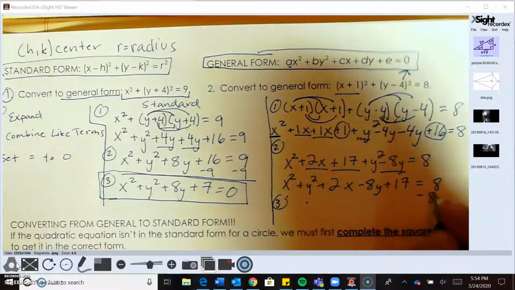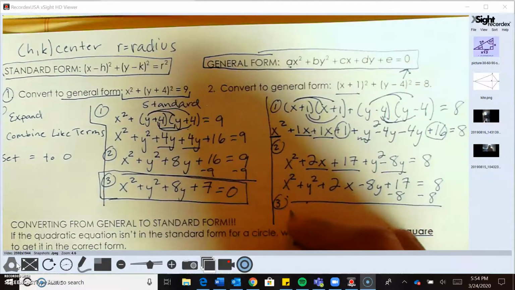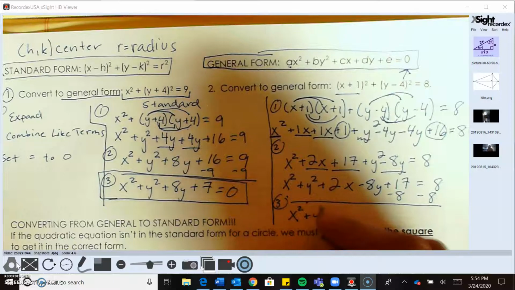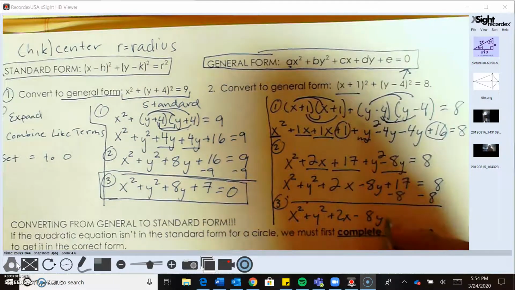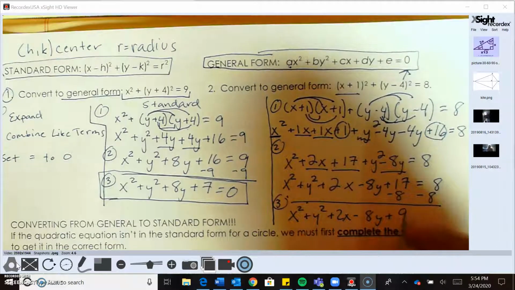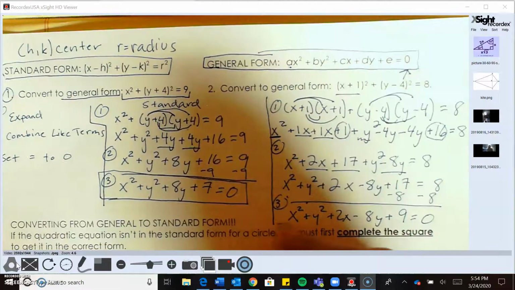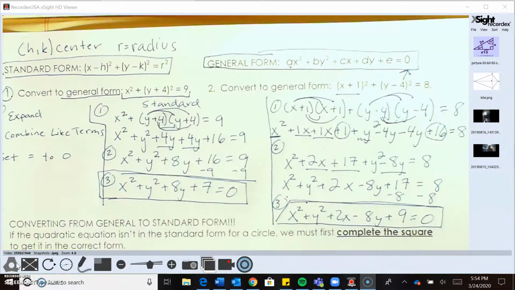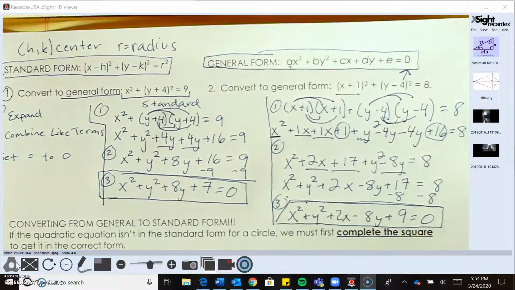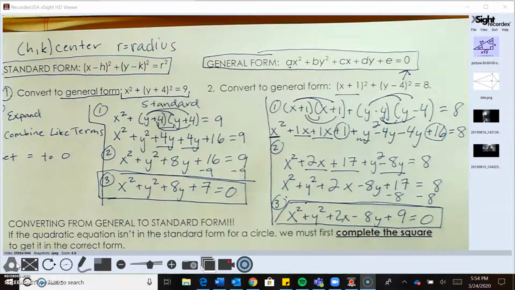So subtract 8: x squared plus y squared plus 2x minus 8y plus 9 equals 0. And that is my general form of the circle equation. Okay? So, it's important to have the algebra skills there to do that. But this next piece is really the big piece of the puzzle. Everyone good?